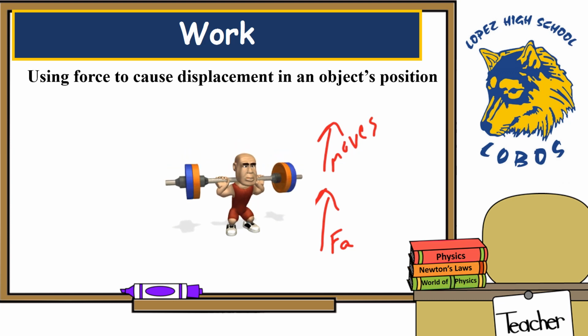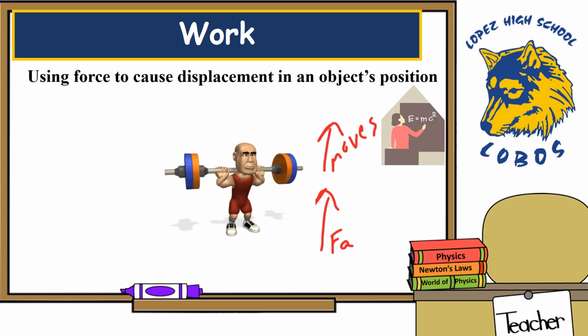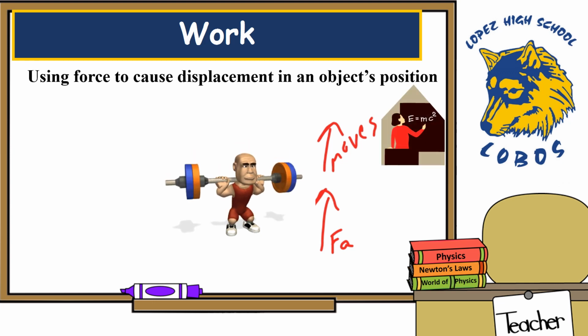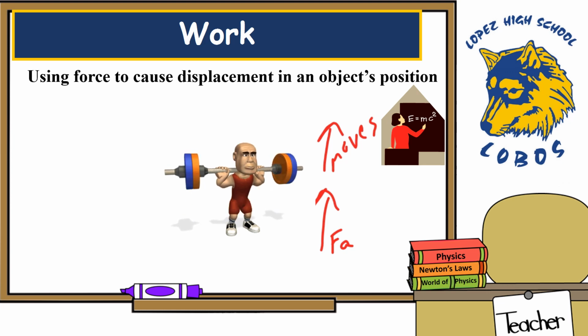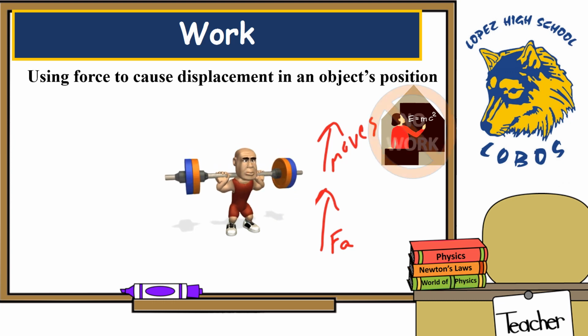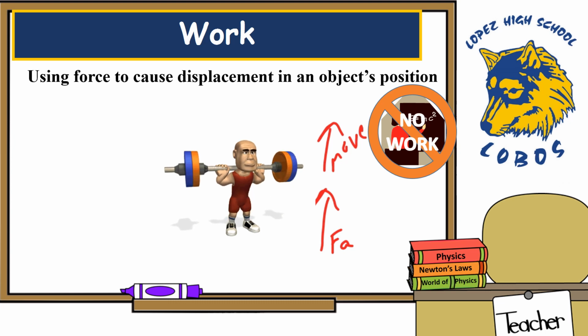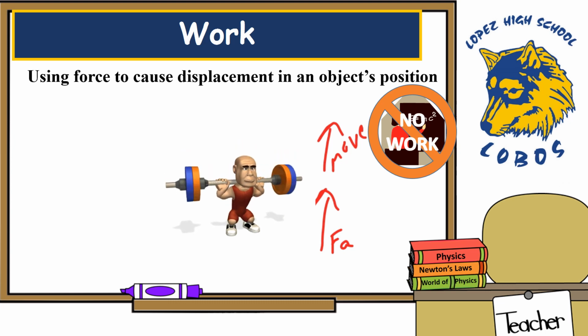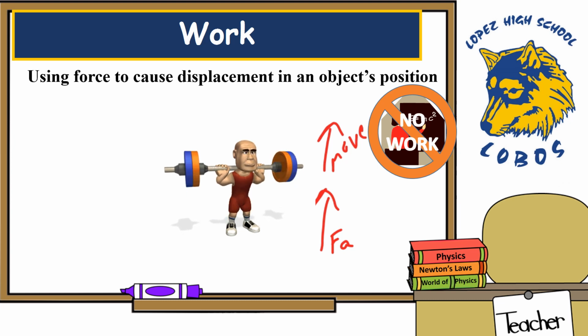Okay, the next one, a scientist giving a lecture to his peers. Let's think about it for a bit. First off, is there any force applied? Well, some may argue that there is a force applied by speaking, but despite this type of energy usage, there is no push or pull, which is how we identify a force, and there is no displacement of the object's position. Thus, unfortunately, there would be no work done.